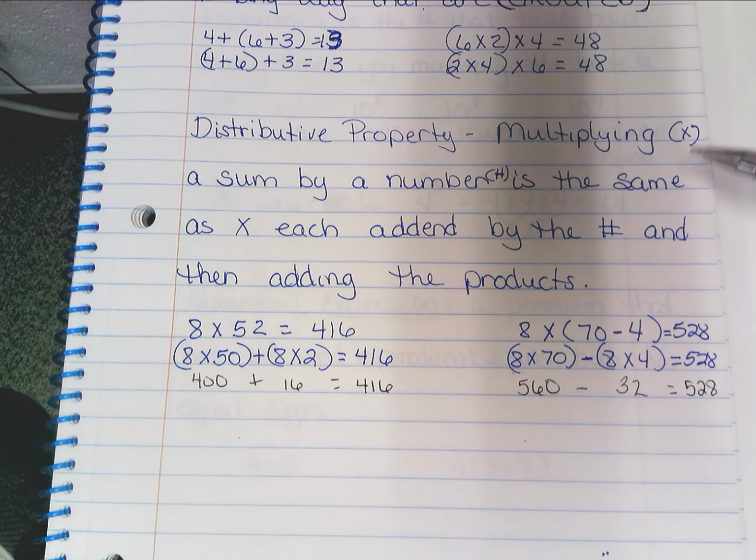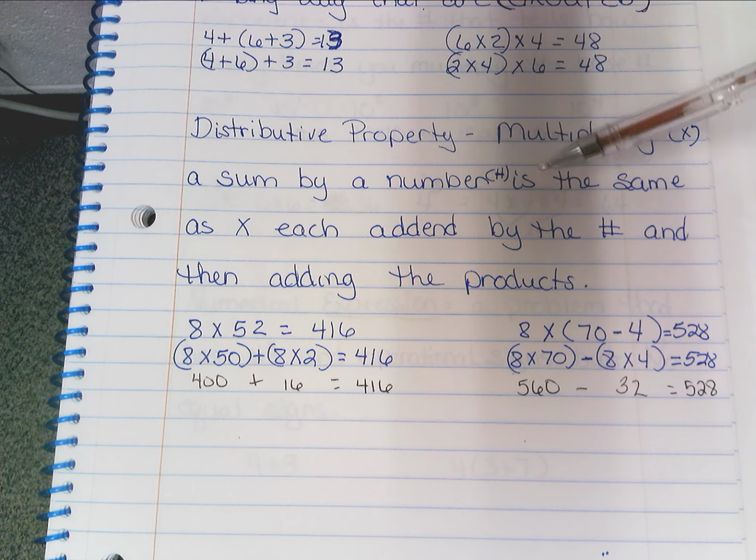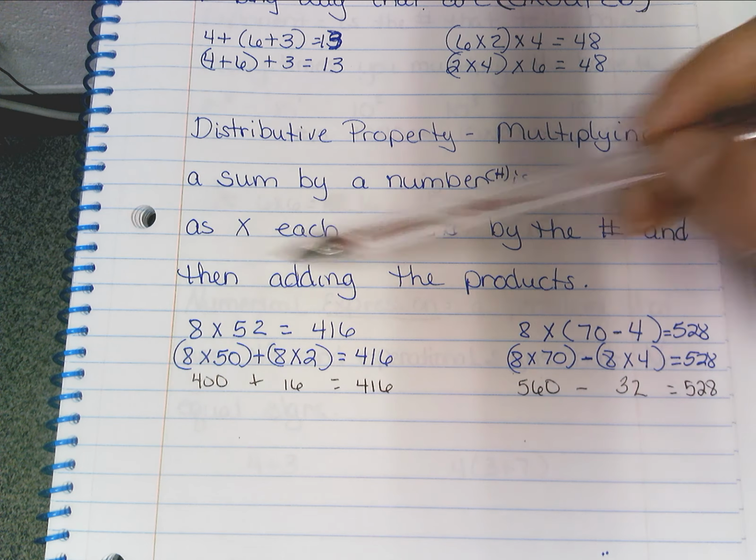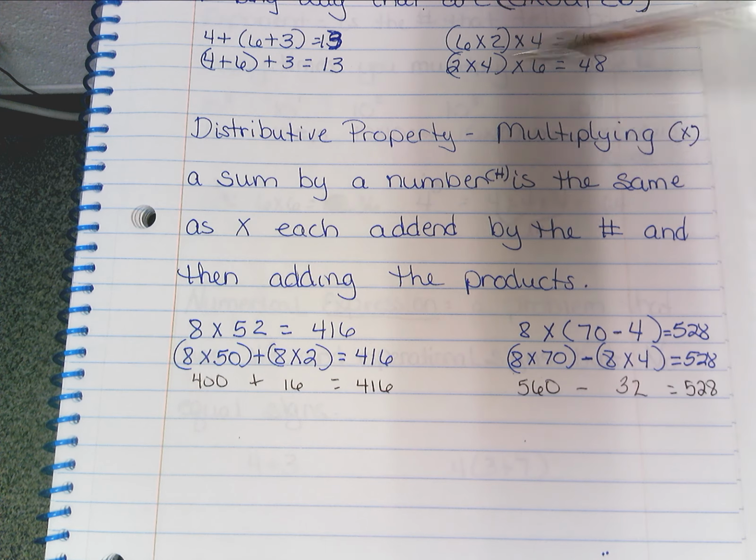I think this is the hardest one for kids, but really it's the one you use the most when you're learning how to multiply and divide, you're distributing it. Multiplying a sum by a number is the same as multiplying each add-in by that number and then adding the products. Okay, that's a little confusing, what the definition is, but it is what it is in math. Everything likes to be fair. So if you're going to be fair, then what I do to one, I have to do to the other.